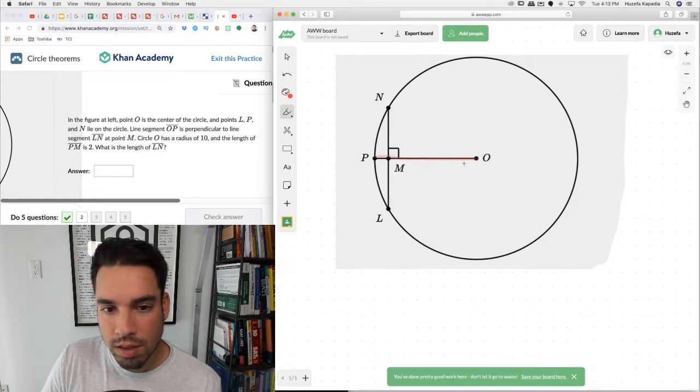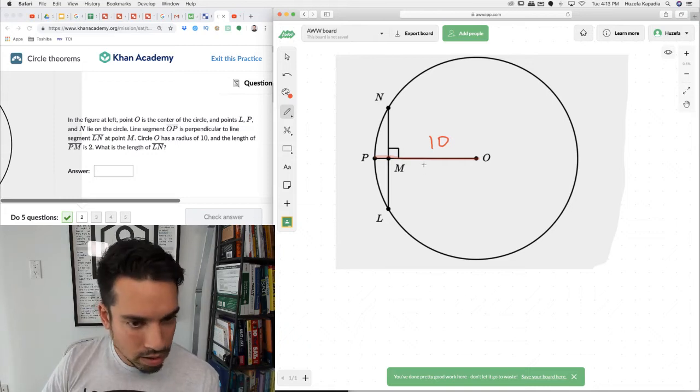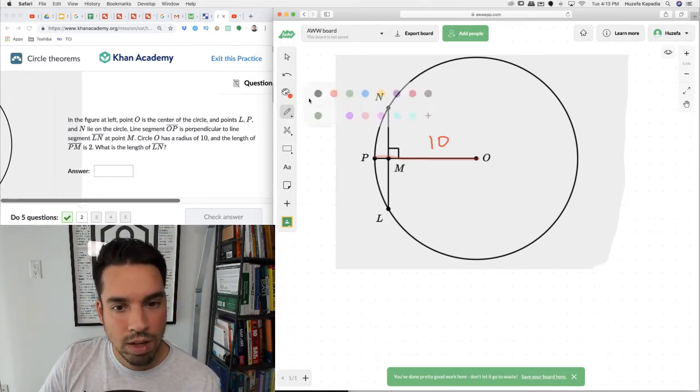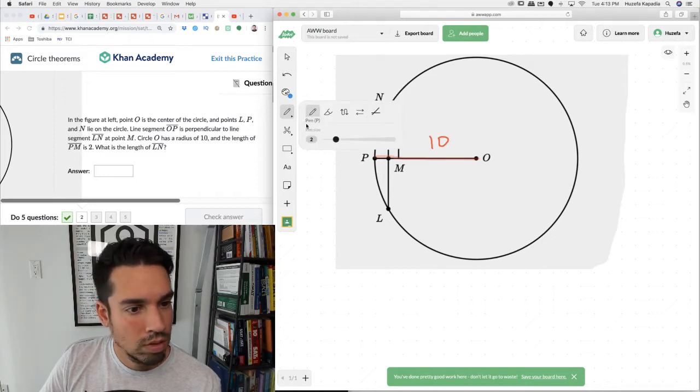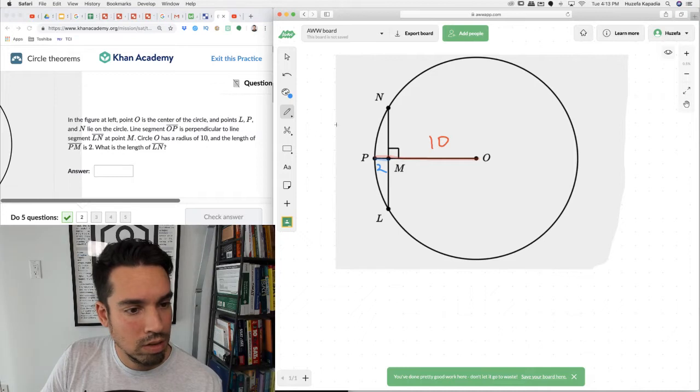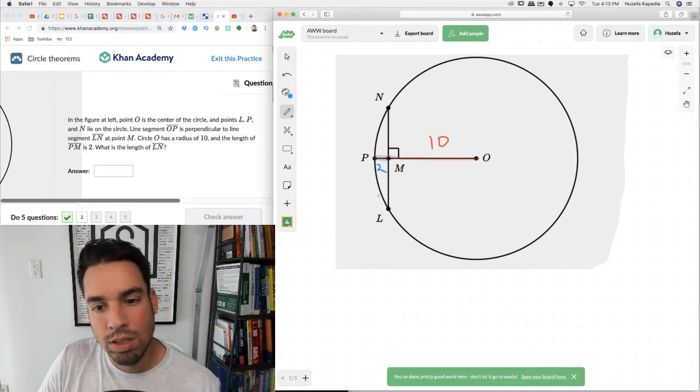This radius has a length of 10. And then the length of PM, which is this little guy, let's highlight that in blue. Given the radius of 10, let's just say this length here is 2, which means this little length in here is 8, right? Anyways, what is the length of LN? So they want this length.